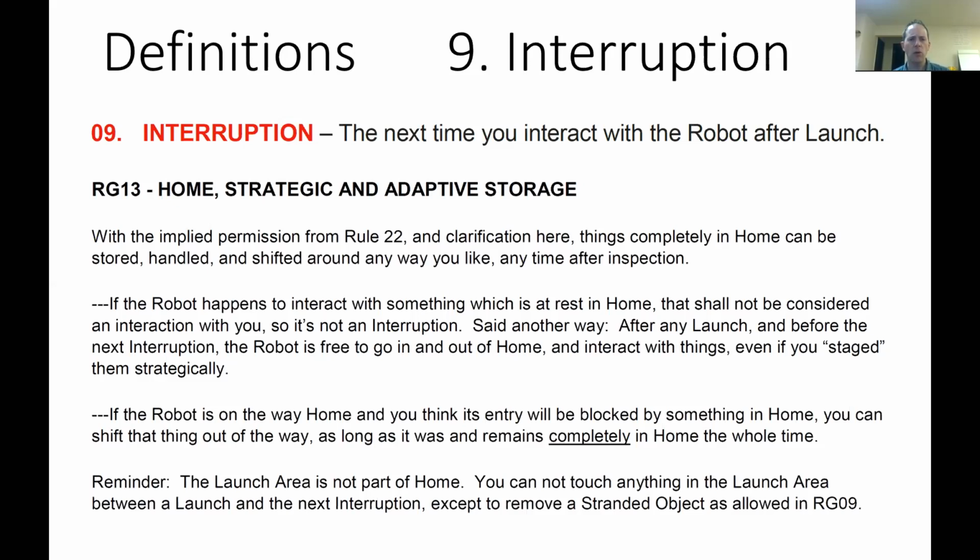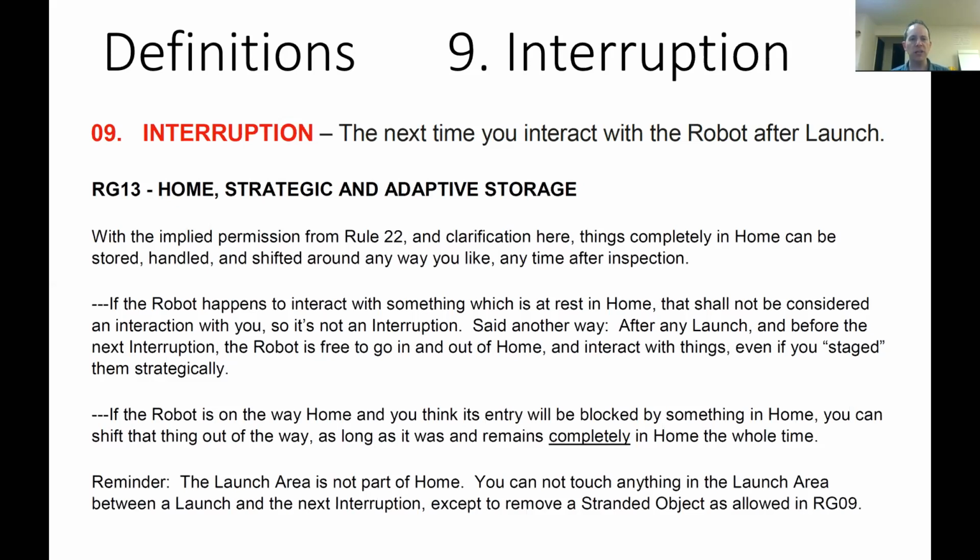A couple things that are important here. And also note that this definition means that if your robot gets all the way back to home and you start touching it, that's considered an interruption. That's okay. You can't launch from home, so that means if you want to send your robot back out, you got to move it into the launch area and launch. You're not going to take any reduction in points for interrupting it at that time because it's safely in home, but it's considered an interruption. In RG13, Robot Game Update 13, there's a bunch of new stuff.